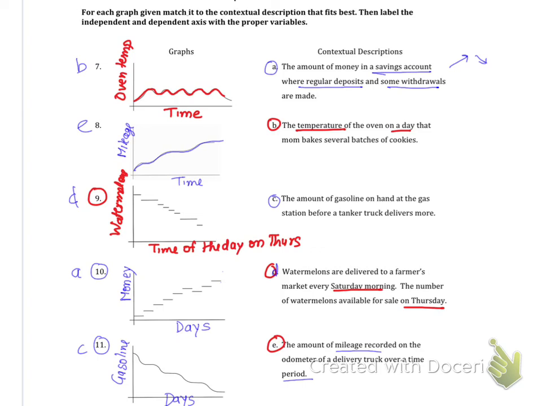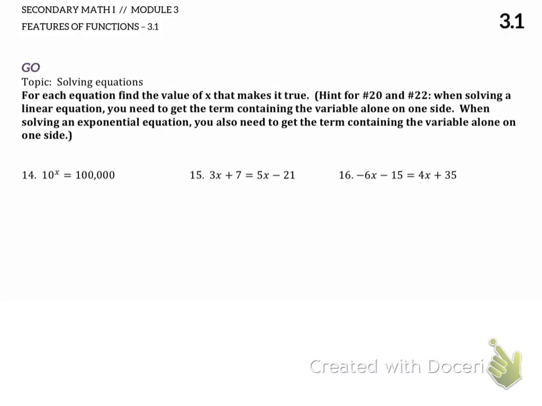So let's move to the next questions. I hope you can do 12 and 13 on your own. Let's move to the Go part, and for each equation find the value of x that makes it true. And here it's basically about solving it. So let me show you how to solve the first one.